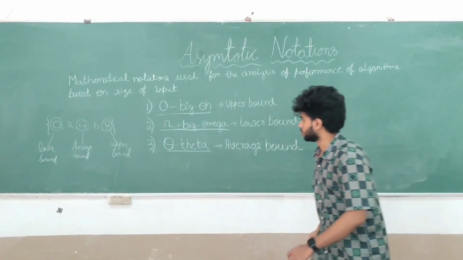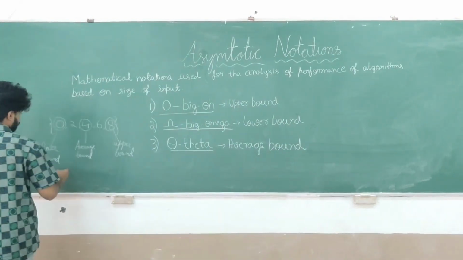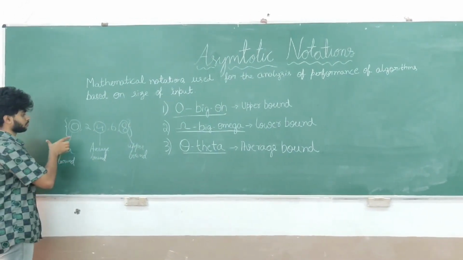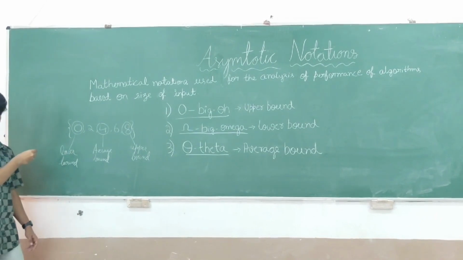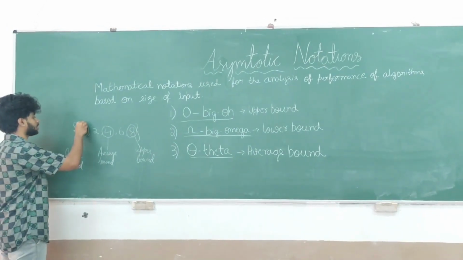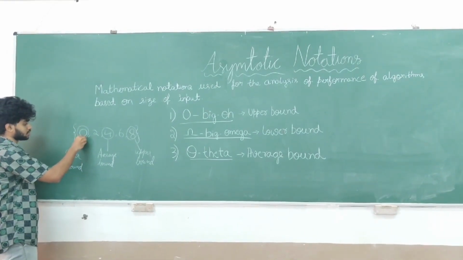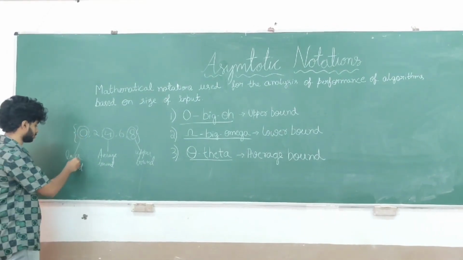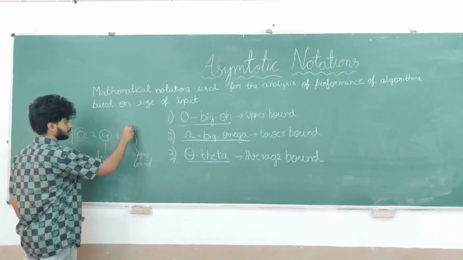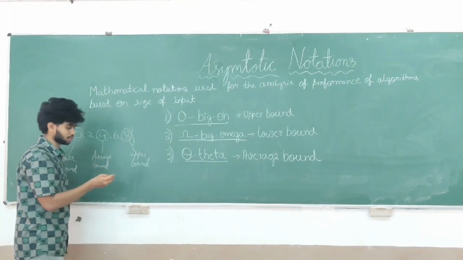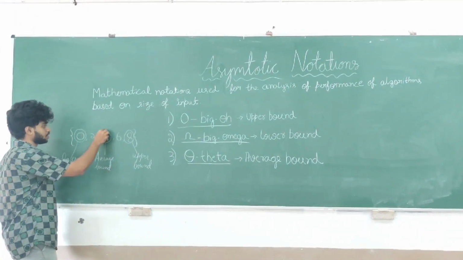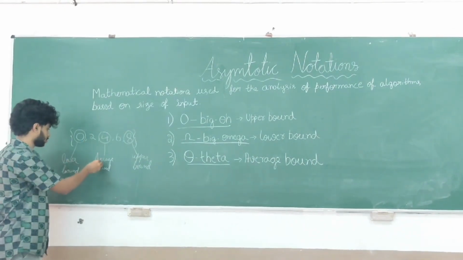To know what these bounds are, let us take an example of an array of 5 elements. If we perform the linear search algorithm on this, and we have to find a key element: if we find the key element at the first index, that is the 0th index, it is called the lower bound. If we find the key element at the last index of the array, it is called the upper bound. And if we find the key element in the middle, it is called the average bound.